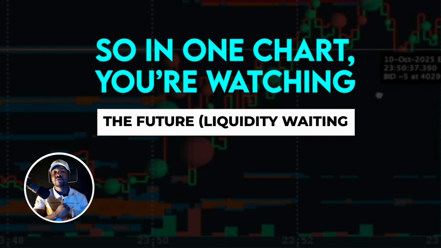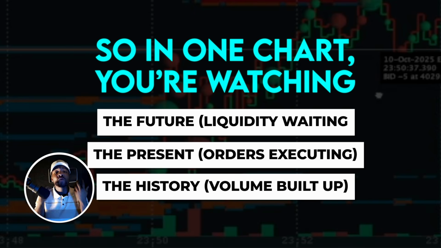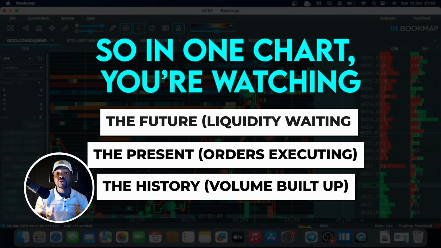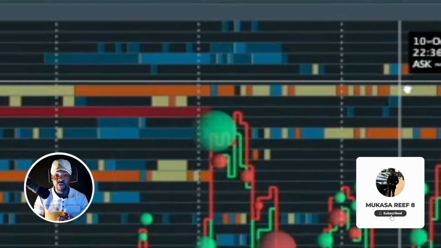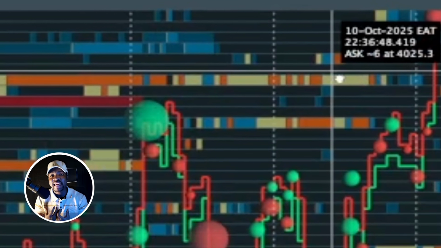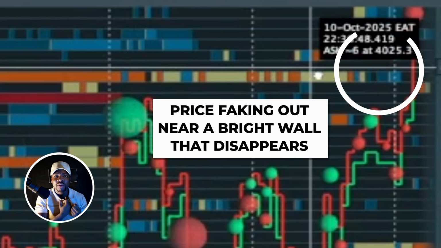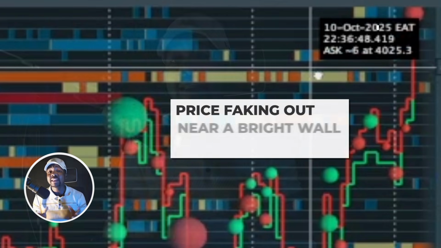In the future, you have liquidity waiting. In the present, you have orders that are actually being executed in real time. And in the history, we have where volume built up. So that's what makes this heat map powerful. You're literally seeing the market's DNA. You're seeing the present, the future, and the past, all in one place.